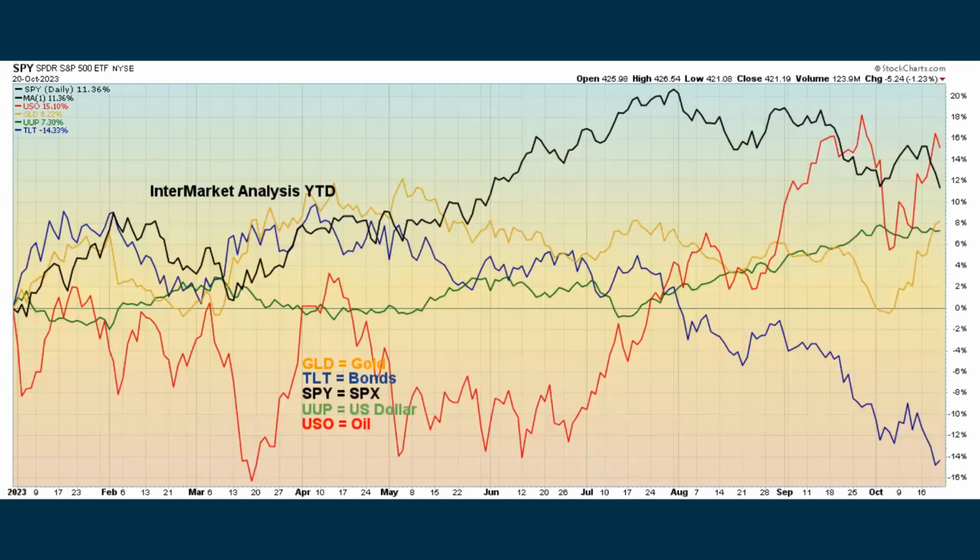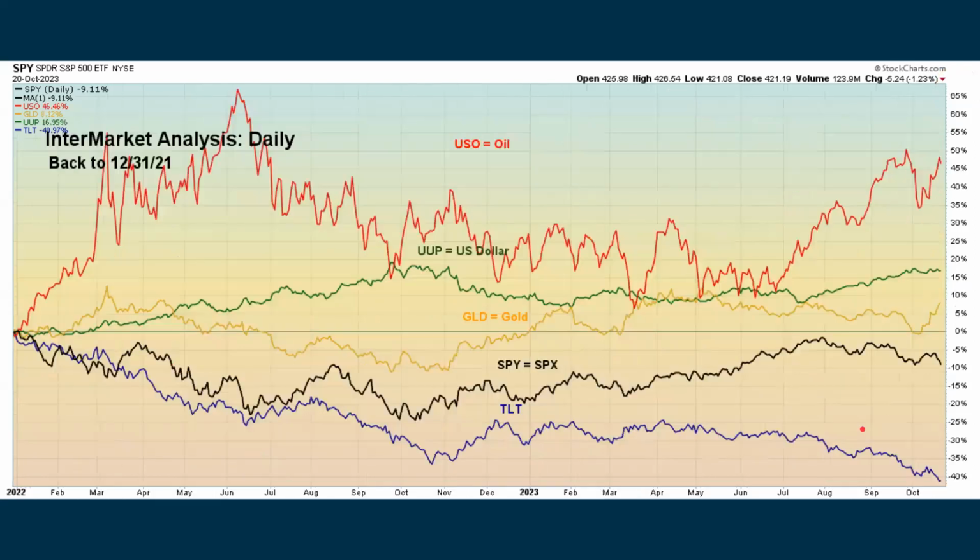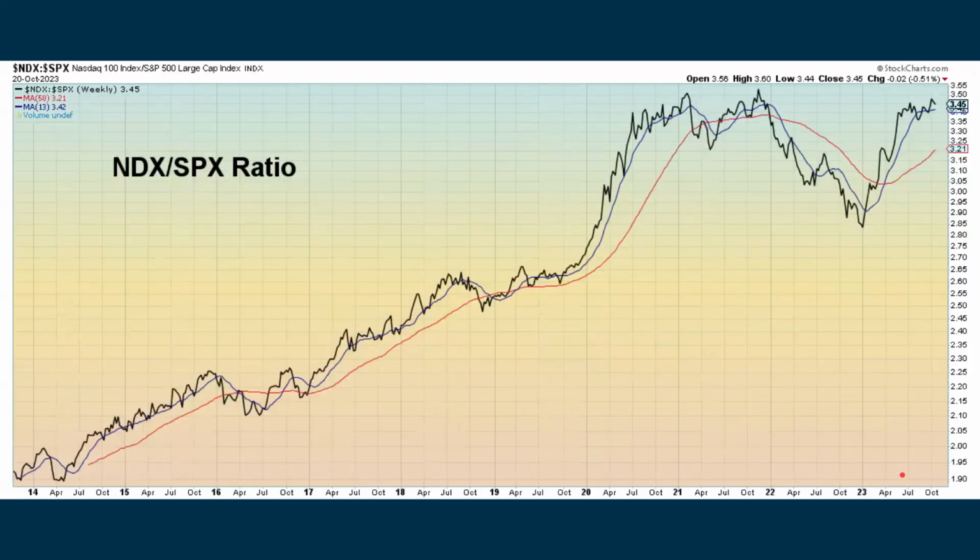Some relative studies. Here's a look at intermarket analysis going back to the beginning of the year. Oil is now outperforming stocks, where the red line went above the black line, and gold is starting to outperform the dollar, where bonds continue to be quite negative. Going back to the beginning of 2022, we still have oil in the lead, followed by the dollar, and then gold, where stocks and bonds are still negative.